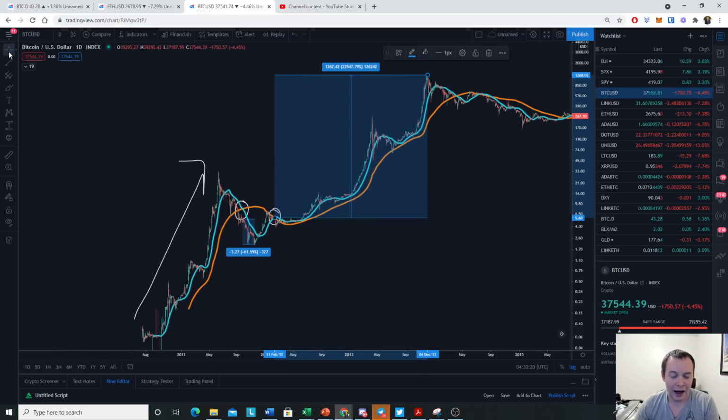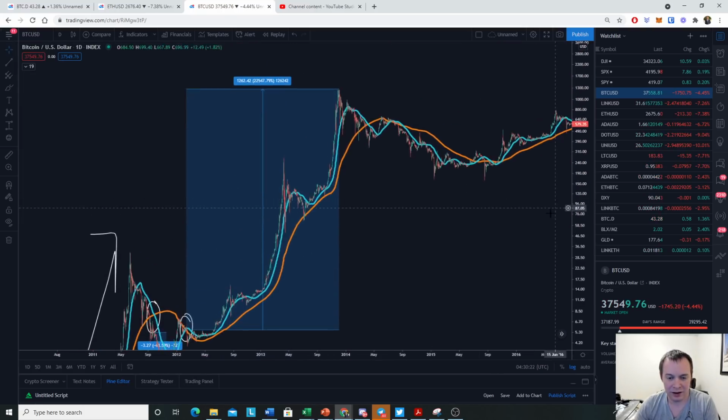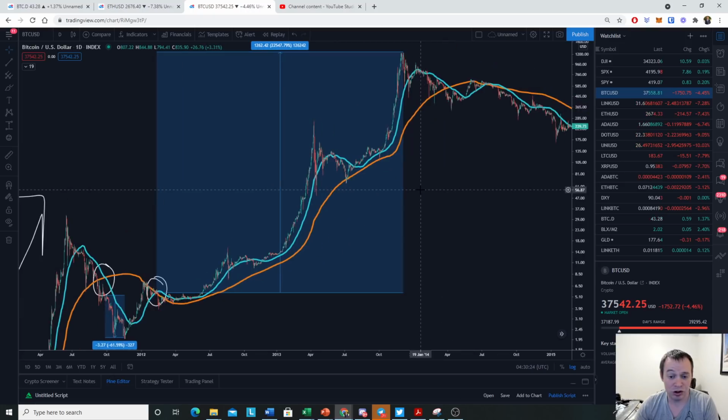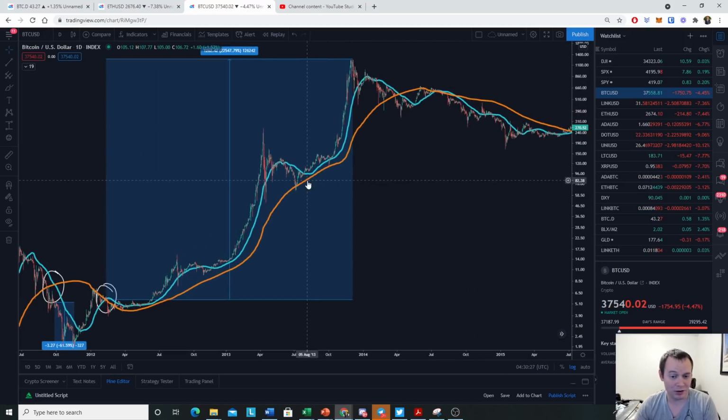Okay, and then in this cycle, we should note that we almost had a death cross after the first peak. After the first peak, we came down to the 200-day moving average, but we did not actually have a golden cross. Or sorry, we did not have a death cross, because they did not actually cross. They came close to it, and it looked like they were going to cross, but in fact, they didn't.